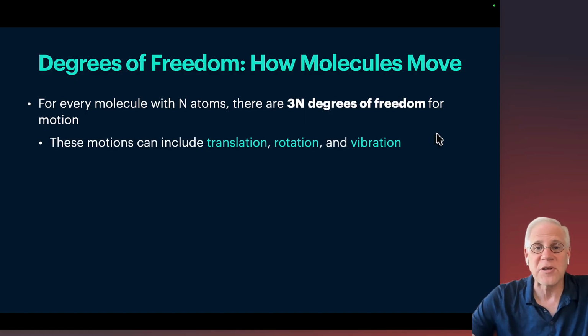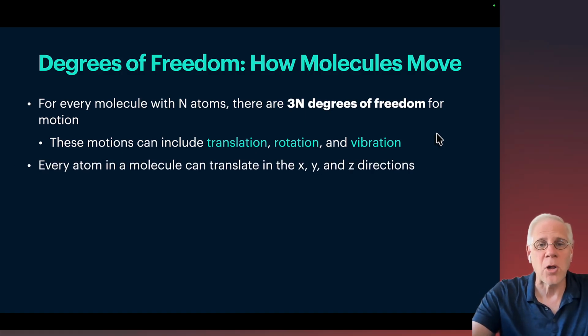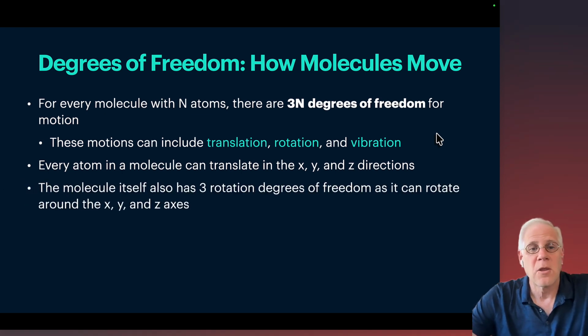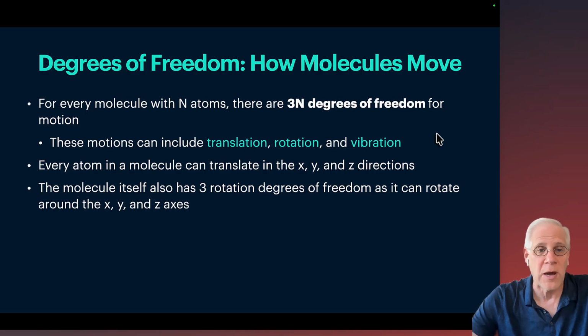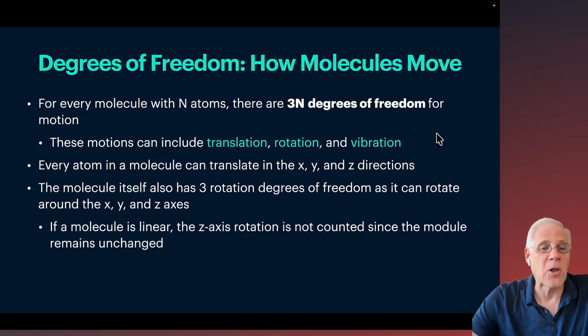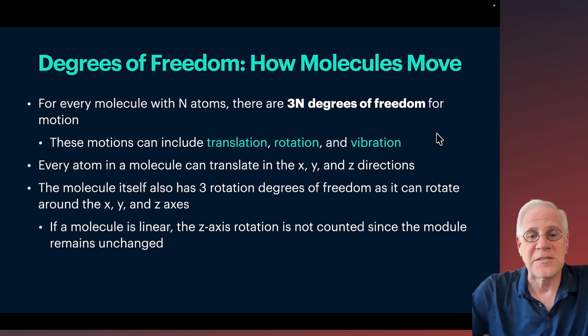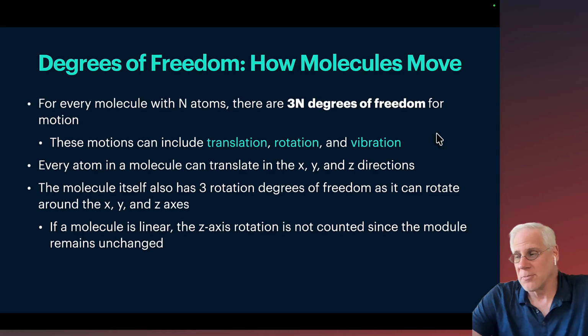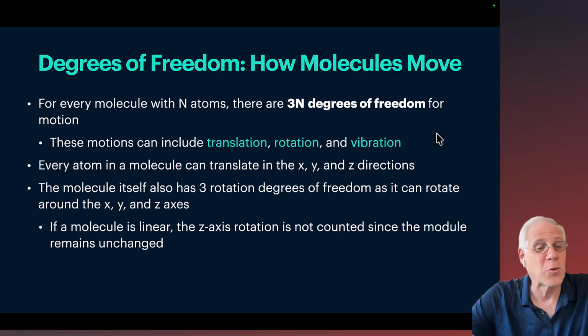So the motions include translation, rotation, and vibration. And every atom in a molecule can translate in the x, y, and z directions. The molecule itself also has 3 rotational degrees of freedom, as it can rotate around the x, y, or z axes. And so if a molecule is linear, however, we discount the z-axis rotation, since the molecule remains unchanged, and so we discount the z-axis rotation and put that back into the degrees of freedom.